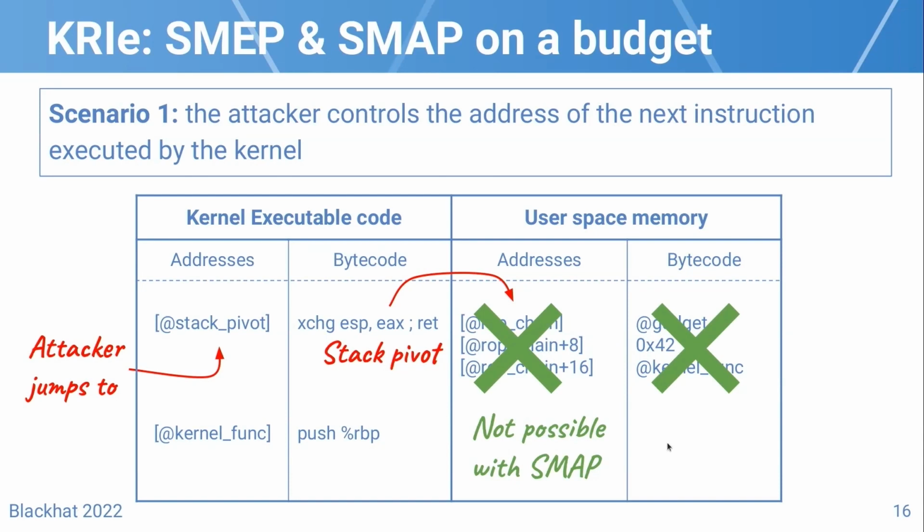SMAP is a bit overrated because it's also checking addresses, but the point is, instead of jumping into the stack pivot, I could have tried to jump directly into user space executable memory. And SMAP would have prevented me from actually jumping to user space from a kernel space thread.